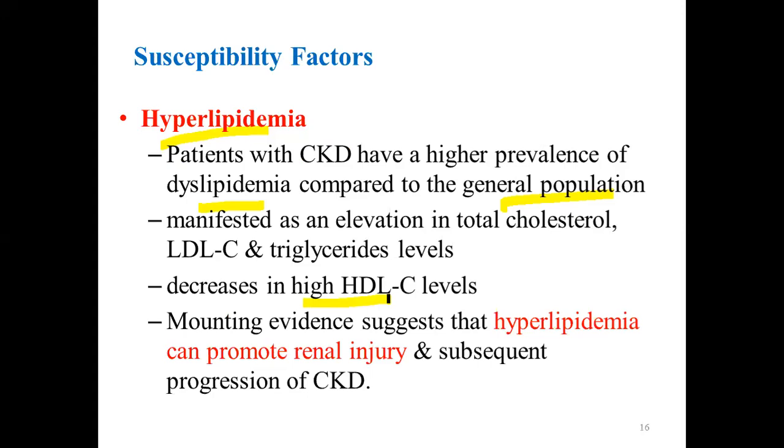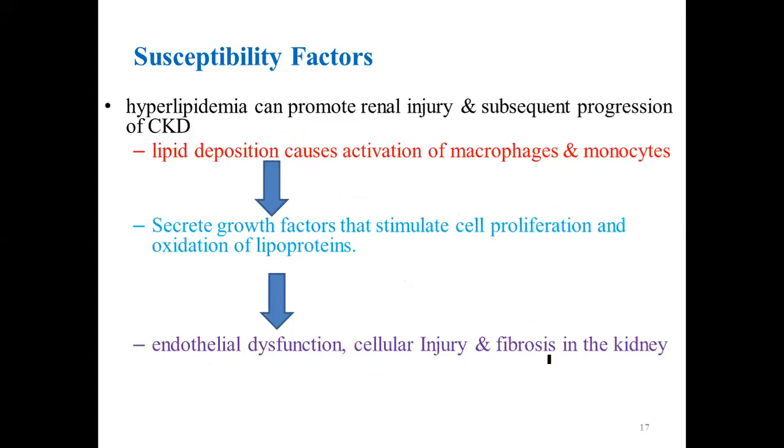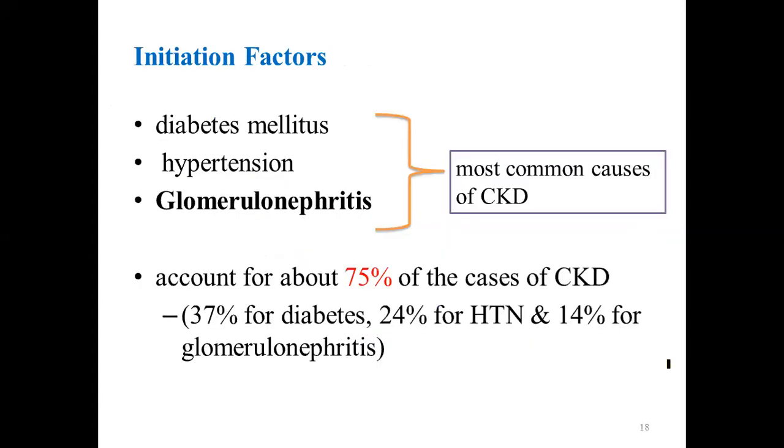Mounting evidence suggests that when the lipid profile is very high for a patient, it can promote renal injury and subsequent progression of CKD. You can see how high lipid accumulation is responsible for causing CKD. When there is lipid deposition, it can activate macrophages and monocytes, which secrete growth factors that stimulate cell proliferation and oxidation of lipoprotein, and ultimately cause endothelial dysfunction, cellular injury, and fibrosis in the kidney. So in summary, hyperlipidemia can increase the risk of kidney issues.